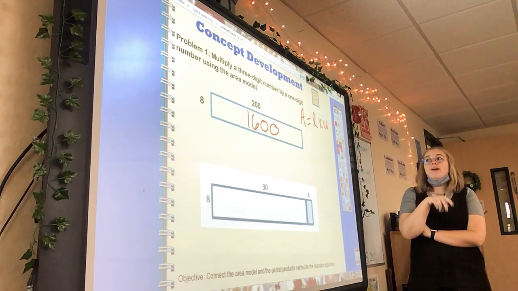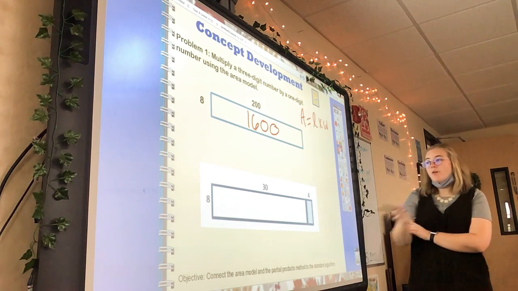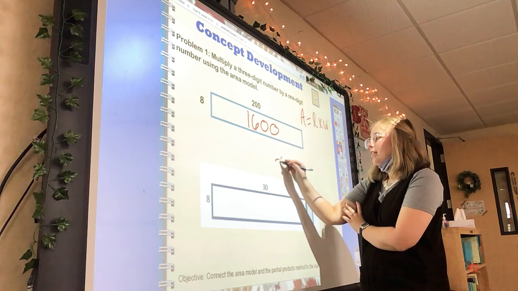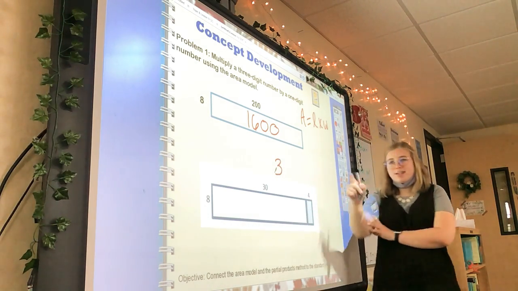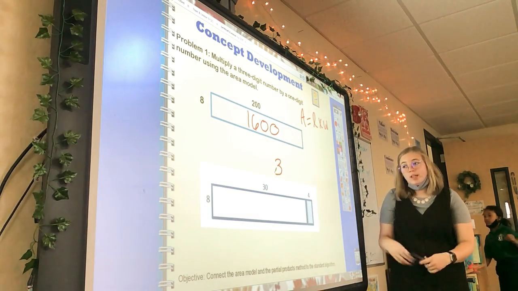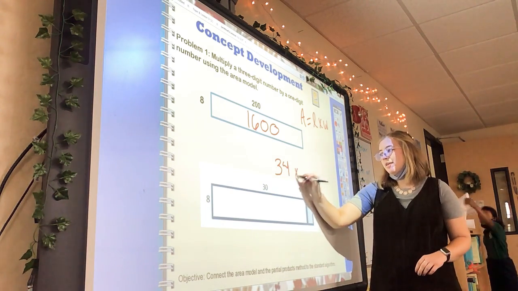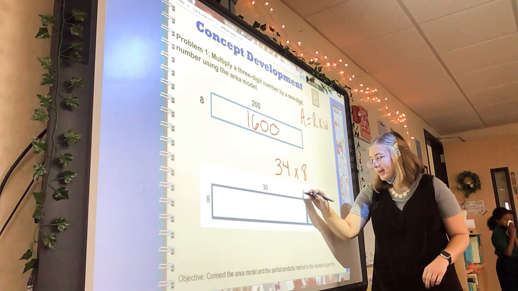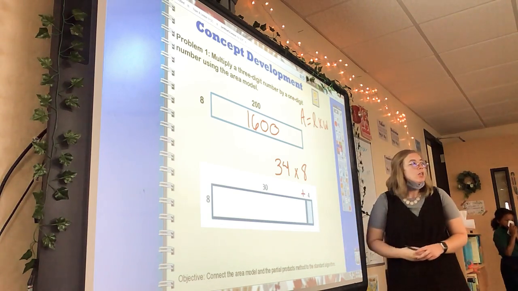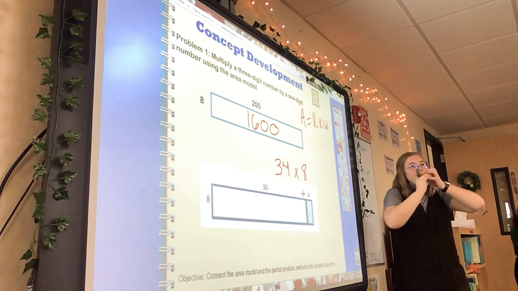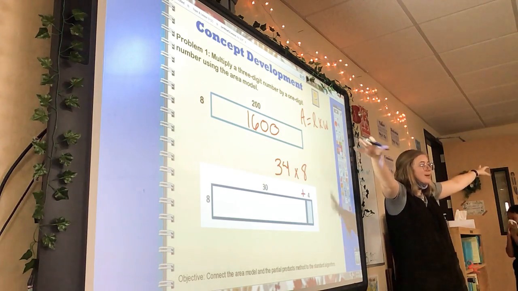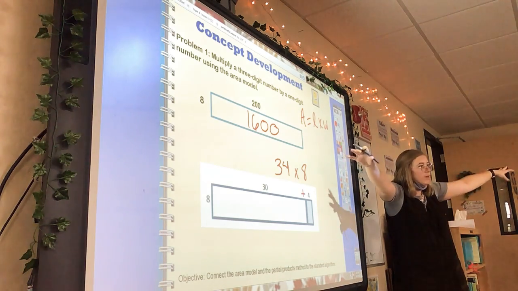Okay, so it gets a little more complicated if we have a problem like this. So we have 30 and 4 times 8, okay? So really what's going on here is this problem is 34 times 8. And technically there should be a little plus sign right there, okay? So what's really cool about the area model is we can stretch out a number into expanded form. Do you guys remember expanded form?